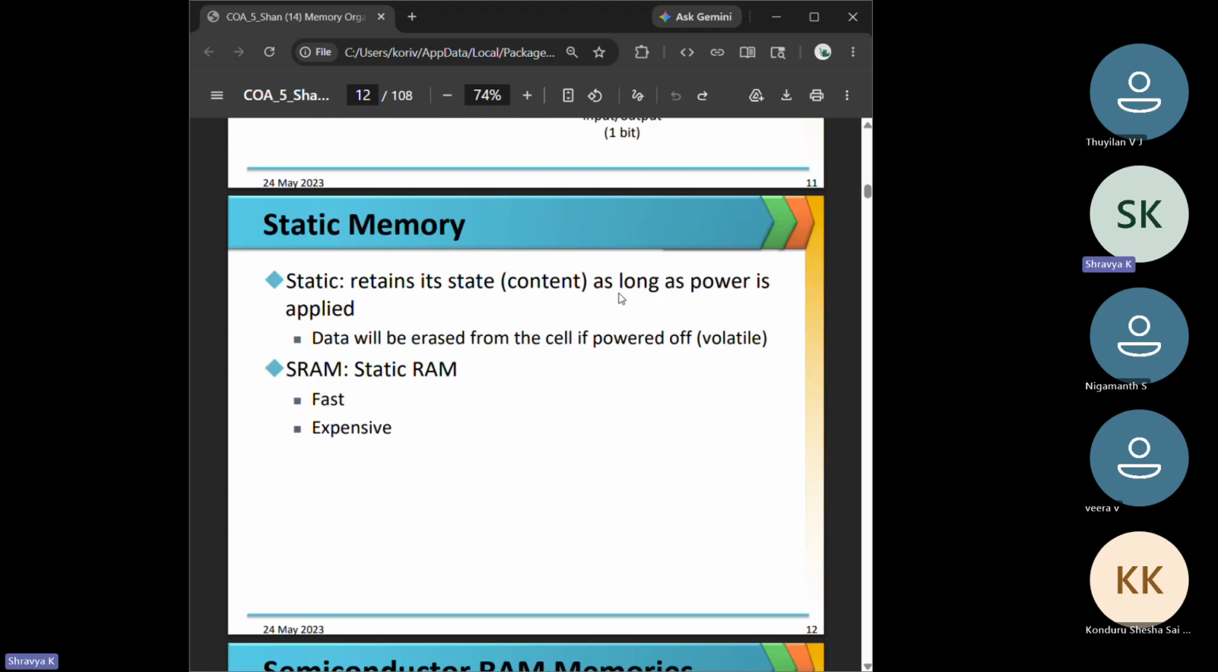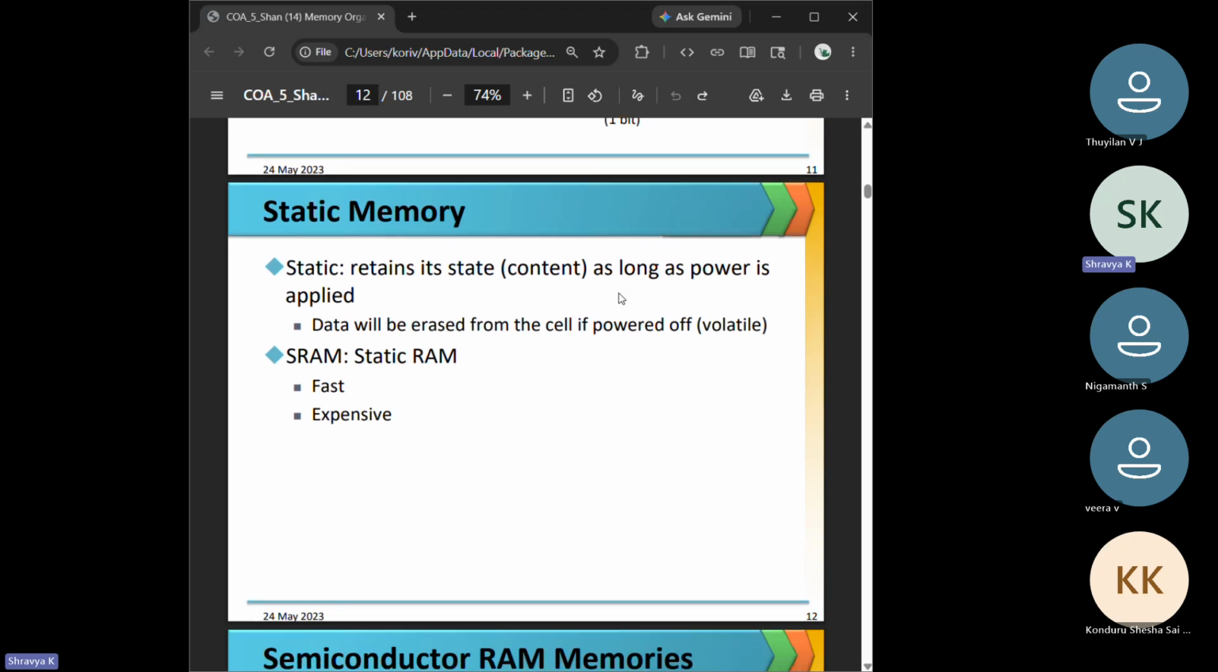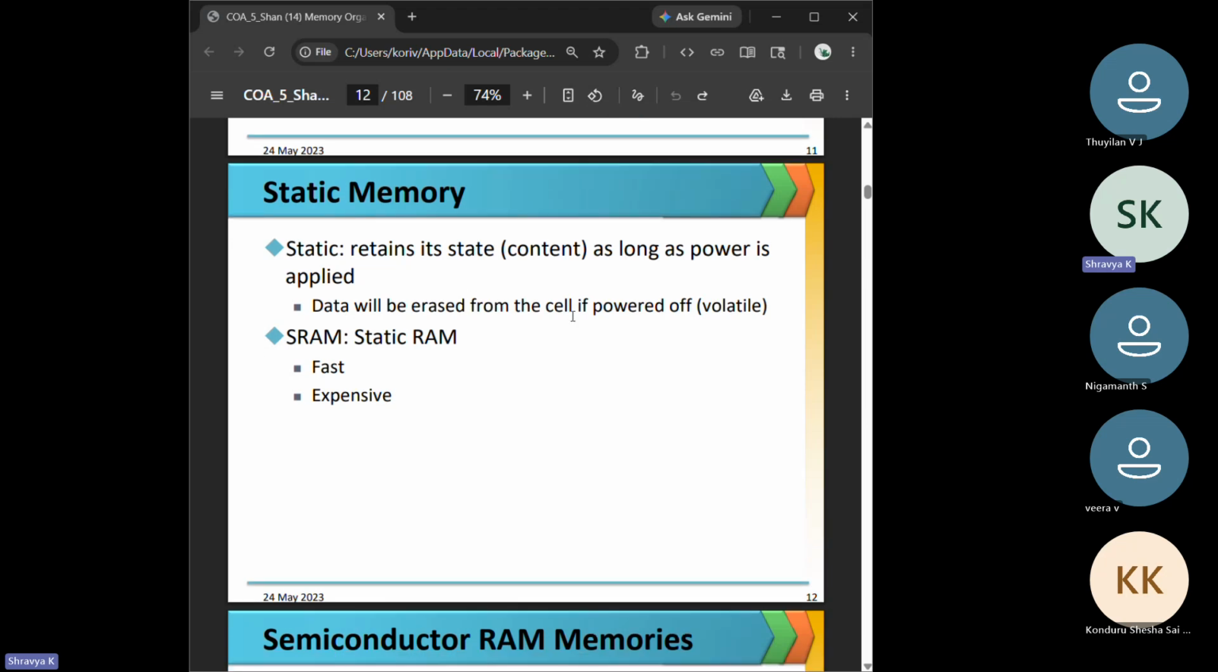So moving on to the concept of static memory. Static just means that something retains its state as long as the power is applied. So the data will be erased immediately after the power is turned off, right? This is not permanent. The data is not permanently stored, and as soon as the power is turned off, the cells are erased.